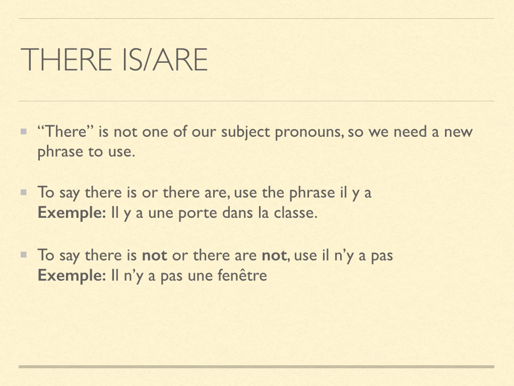If I want to make it negative, I want to say that there is not or there are not something, in this case in a classroom. We're still going to use our ne and our pas, but this time we're going to put it around the y and the a. So from il y a to il n'y a pas. So for example, we had a door, but if we do not have a window, we'll say il n'y a pas une fenêtre. Il y a, there is or there are. Il n'y a pas, there is not or there are not.